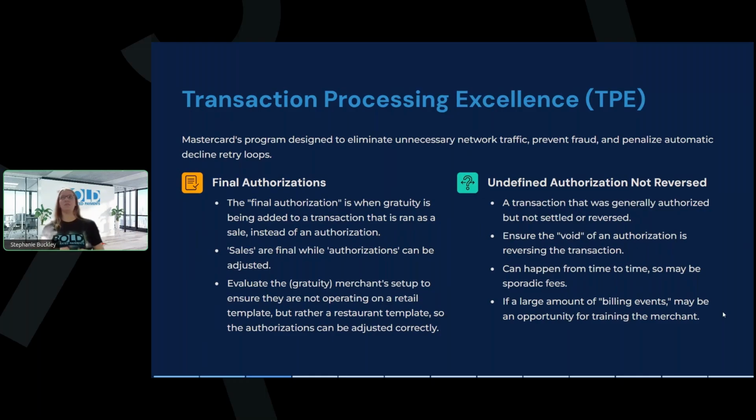So that is someplace where, as a partner, you will want to look at the way that your merchants, whether standalone terminal or POS integrated system, is communicating those sales.